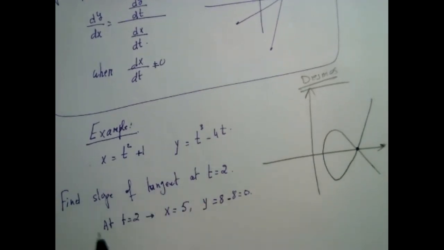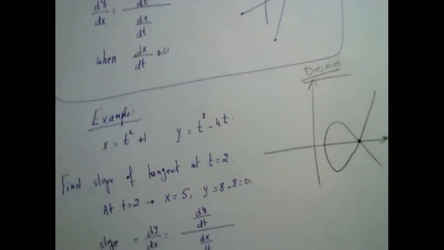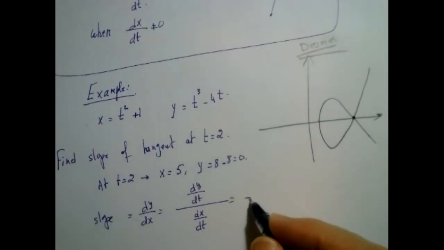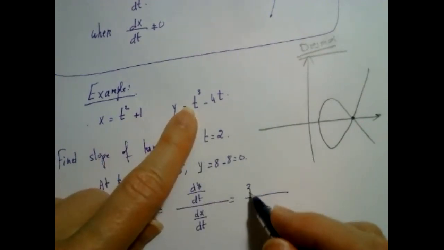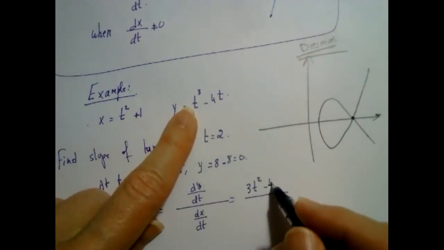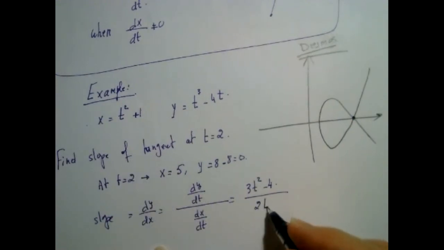All right, now the slope. The slope is dy/dx. We use the formula verbatim. It's dy/dt over dx/dt. What is dy/dt? dy/dt is 3t squared minus 4, exactly. And dx/dt is equal to 2t.